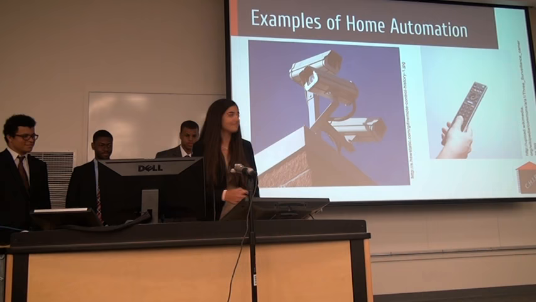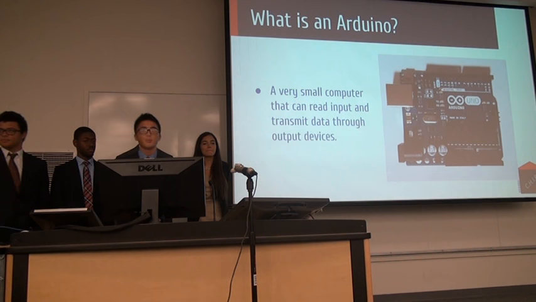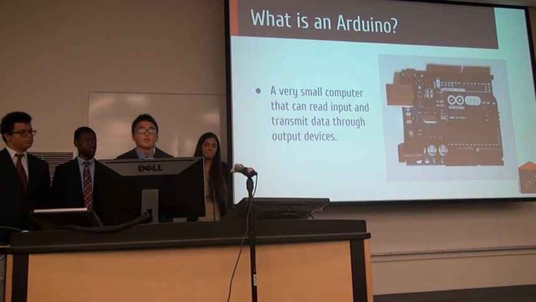So what is an Arduino? An Arduino is a tiny computer on a circuit board this big. It's very small. It has several ports for input devices and output devices. Input devices include microphones and buttons, and output devices include screens and speakers. Arduinos are very cheap. I think they go for about $20 right now, the cheapest one. And the software that you program it with is available free online.